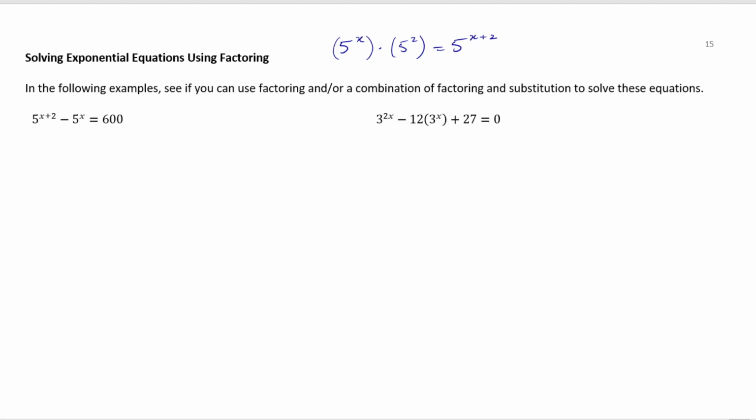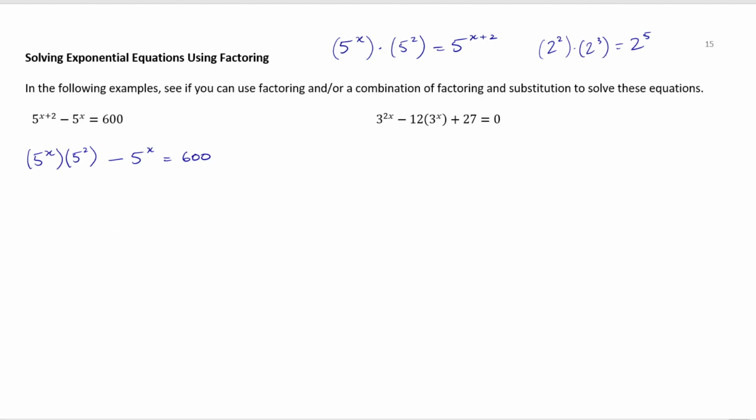So, if the x is throwing you for a loop here, you could say, all right, well, 2 to the power of 2 times 2 to the power of 3 is just 2 to the power of 5. We just add the exponents. And so we're doing the same thing here. If this is x plus 2, I can go backwards and split this up into 5 to the power of x times 5 to the power of 2 minus 5 to the power of x is equal to 600.